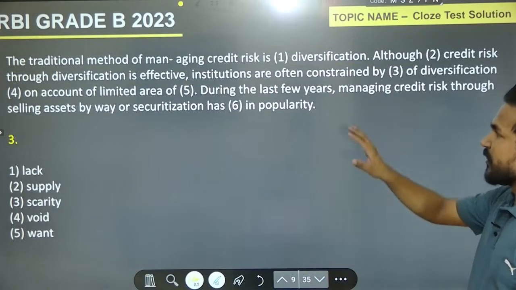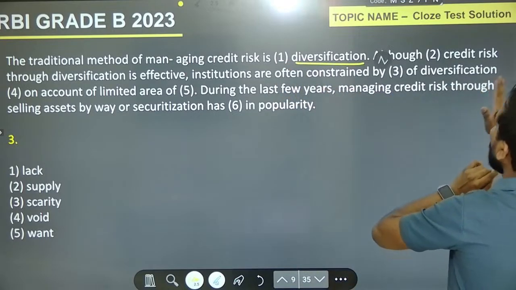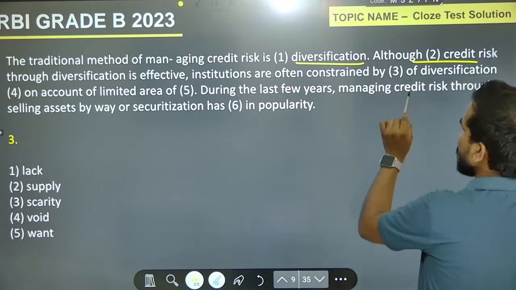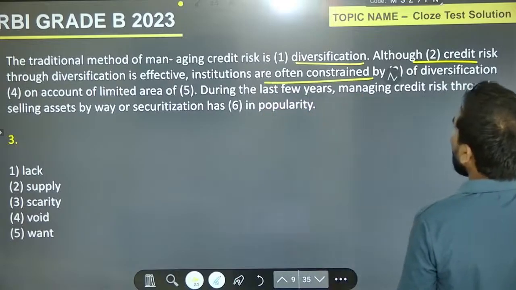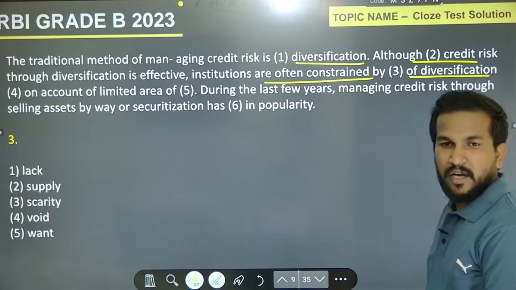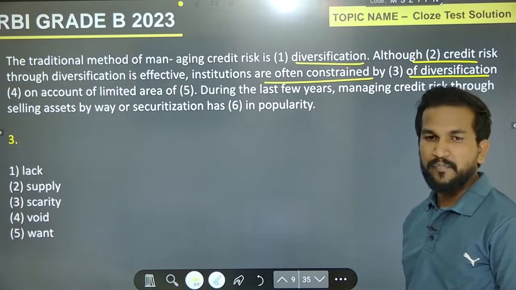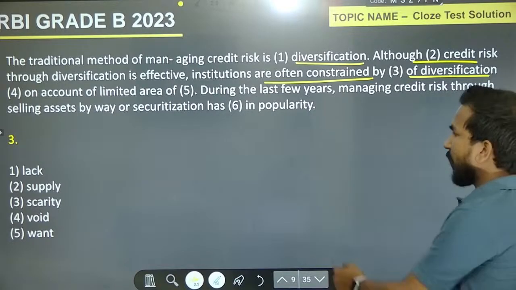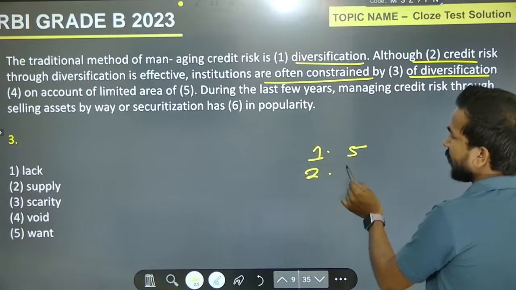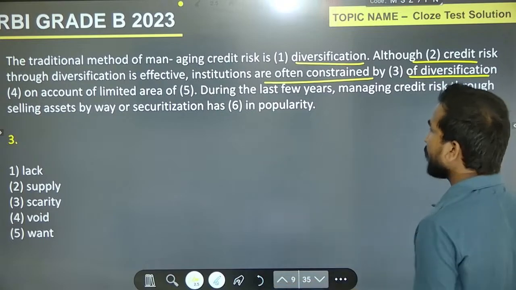Now in the third one, the traditional method of managing credit risk is through diversification. Although mitigating credit risk through diversification is effective, institutions are often constrained by blank of diversification. Okay, you were saying for the first one. Yeah, definitely you were correct. Now we have the third one. So answer like this, that it must be first to fifth, second to fourth, or the third, whatever the answer may be.